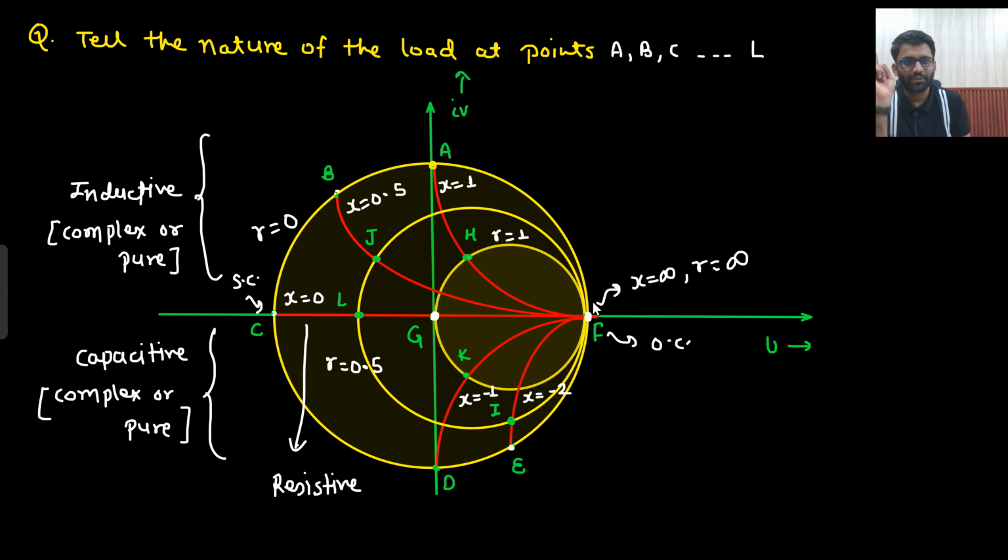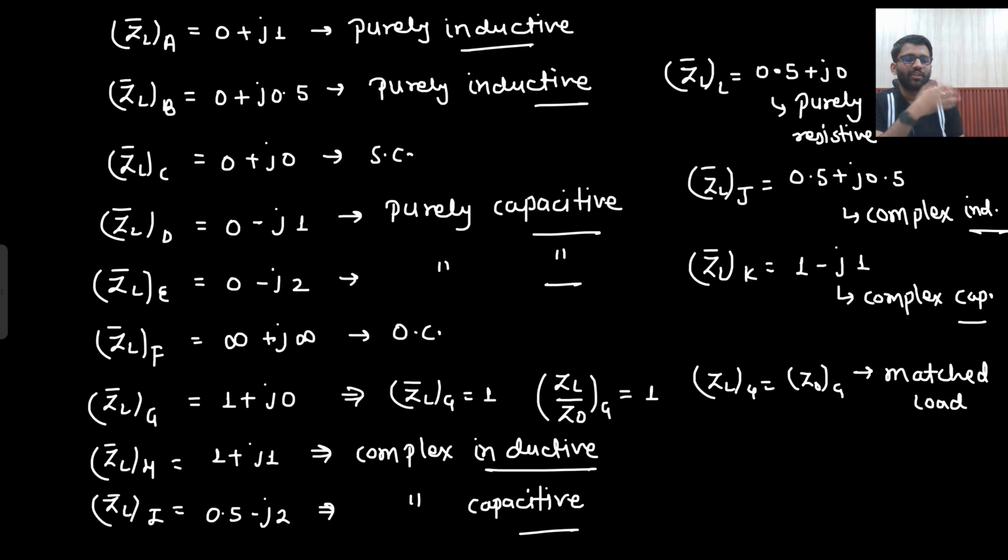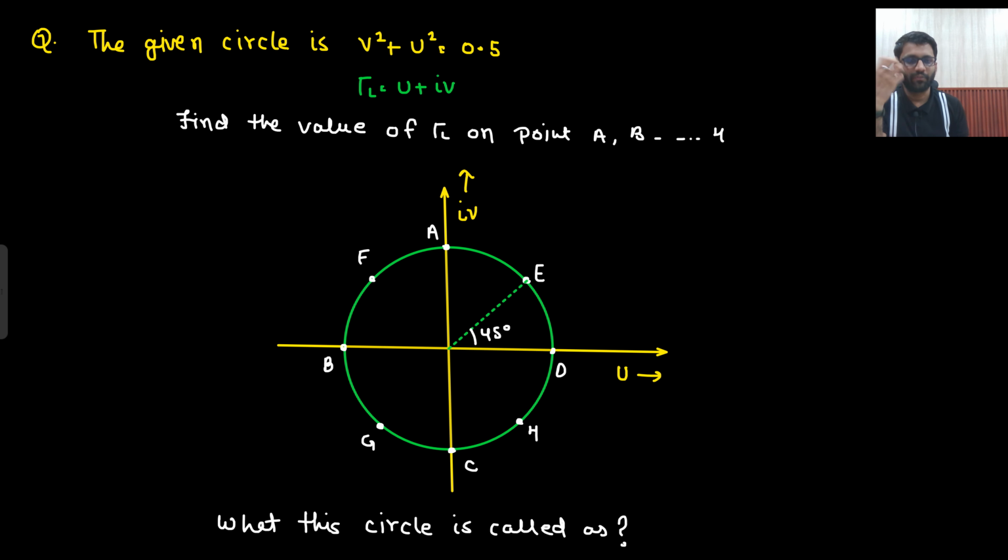That's r equals 0, r equals 1, x equals 1, x equals minus 1. That's it. If you remember this circle, you also need to remember this point, which is x equals infinity and r equals infinity. If you know these points, then most of the problems will be solved. We need to see many more things there.